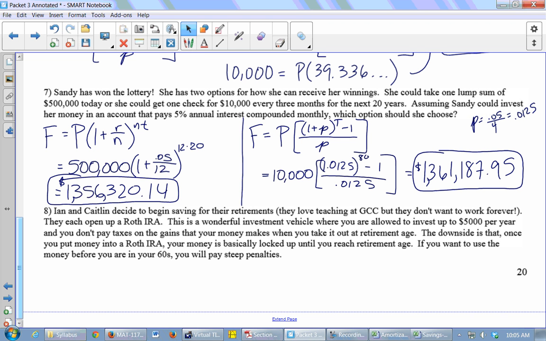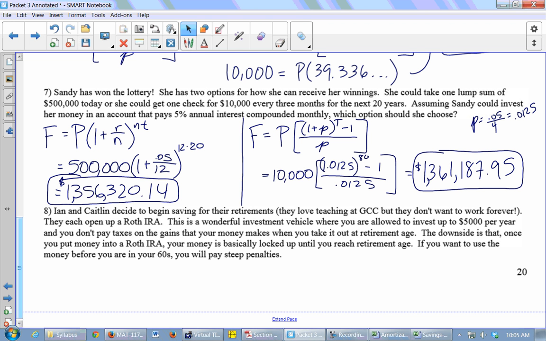And you don't have to pay taxes on the gains that your money makes when you take it out at retirement age. Okay, so most investment vehicles, when you take your money out, however much money you made through that investment, you have to pay taxes on. But this is a special one where you don't have to.